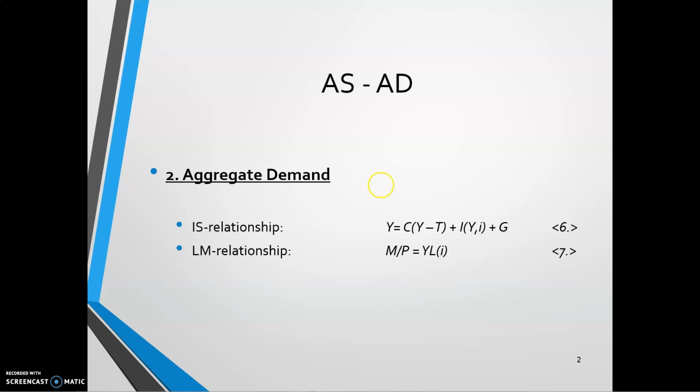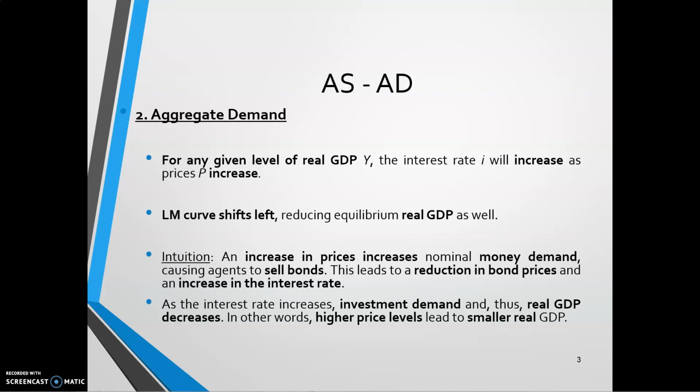Where prices do enter, however, is in the LM relationship. Keep in mind that the LM relationship describes equilibrium in money and financial markets, and expressed in real terms, it states that real money balances need to equal the real transaction demand, and it will be a negative function of the interest rate, because foregone interest is the opportunity cost of holding money. Now, what happens if prices change for a given level of output? The general idea is that the interest rate will increase as prices increase. And that means the LM curve shifts to the left, and we'll also see that real GDP will decline.